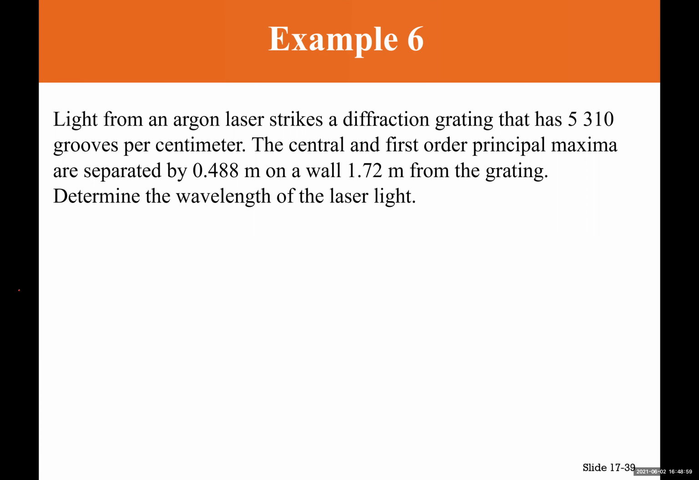Okay, so what we have here is that we're given the number of grooves per centimeter, which is 5,310 grooves per centimeter. And then we're told that the central and first order maxima have a separation of 0.488. So we can take this to be y, the vertical position between them. So think like this.